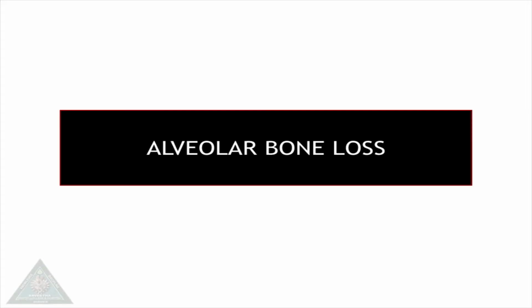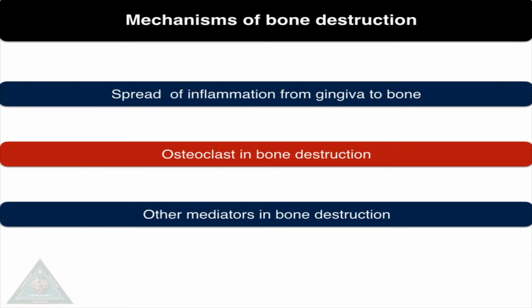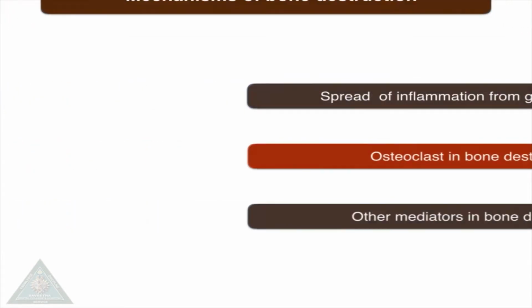Today's topic is alveolar bone loss, and we discuss the mechanism of bone destruction, factors influencing bone destruction, rate of bone destruction, and pattern of bone destruction. Mechanism of bone destruction: we know that it is from the spread of gingival inflammation to the bone, which results in osteoclast activation and other inflammatory mediators which result in bone destruction.